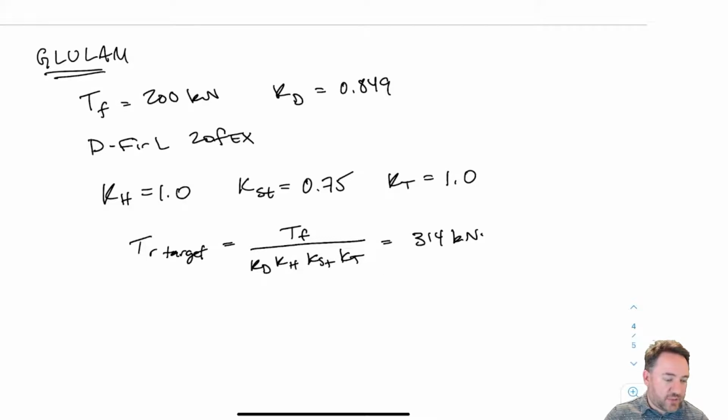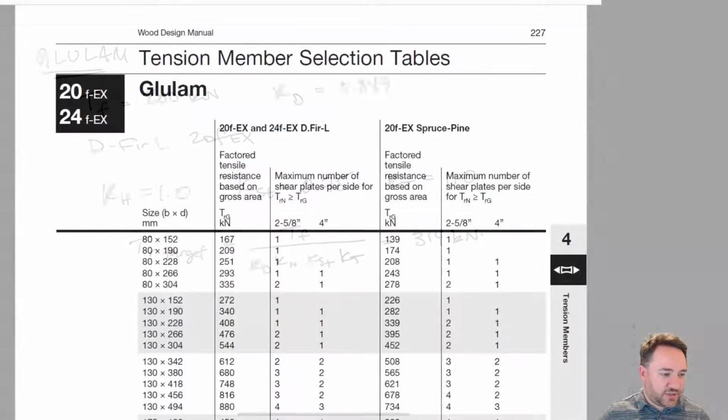And if I was doing something with net area, then I would also divide by how much my net area is reduced compared to my gross area. But as I said, we're going to look at only gross value properties for the table. Okay, so our target force here is 314 kilonewtons.